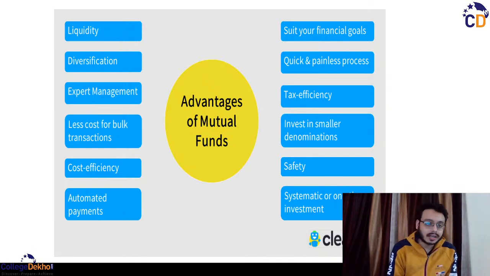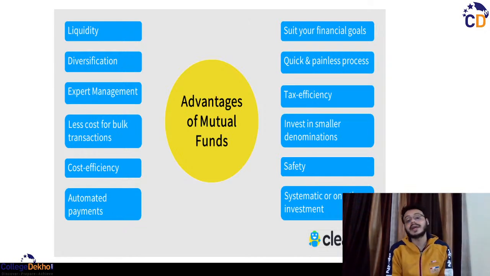The liquidity can also be seen in the case of open-ended funds. If you want to redeem your units, the mutual fund manager would sell those units and someone else would be buying them back. So there is a buyer and seller.